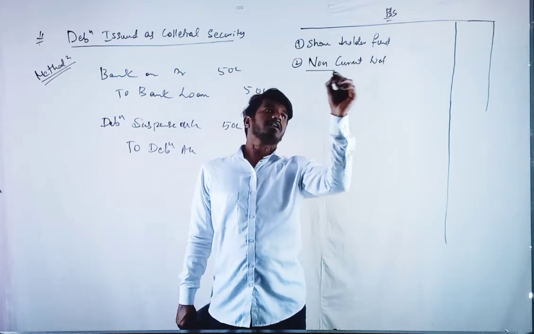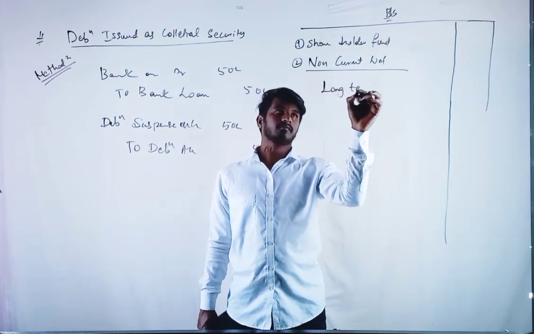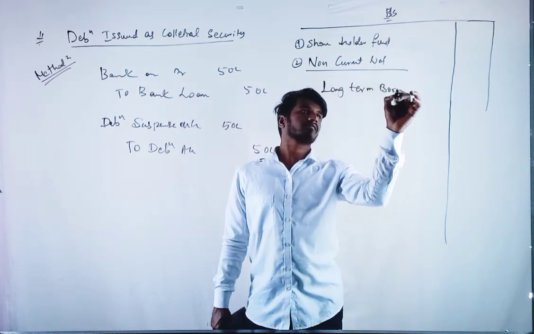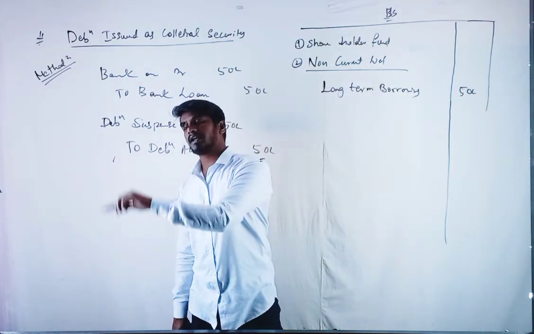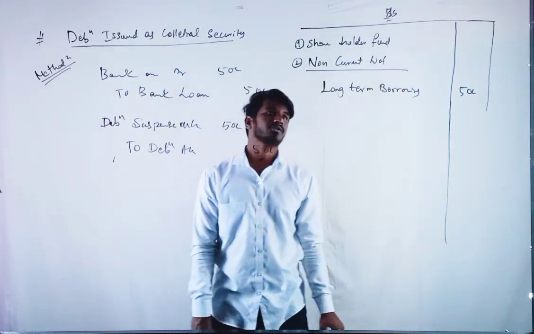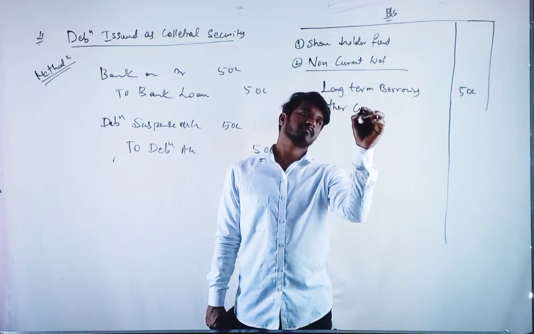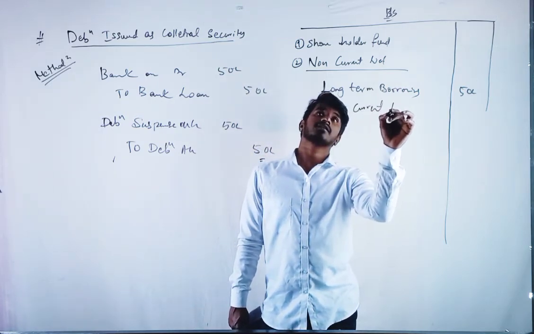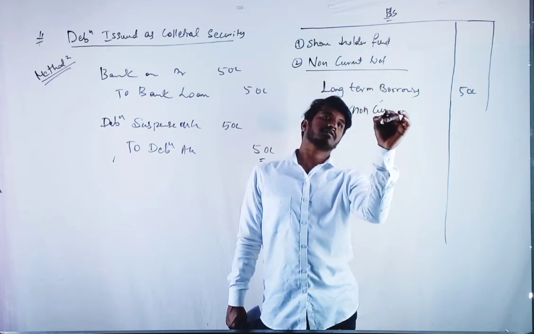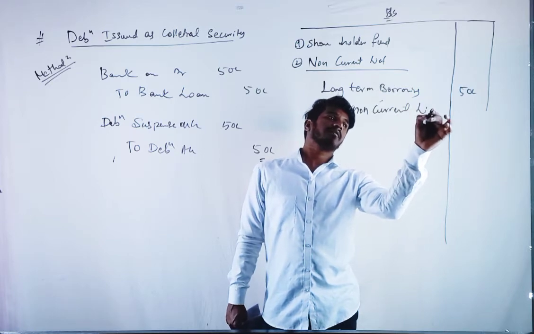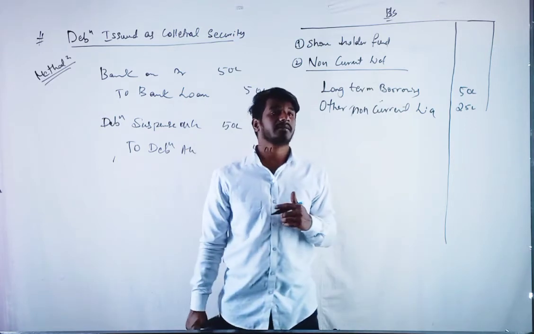Okay, under non-current liability we show it as long-term borrowing, 50 lakh, right? Because we have made entry for this mortgage, we should show it here also under other non-current liability, 25 lakh, right? And next will be the current liability.